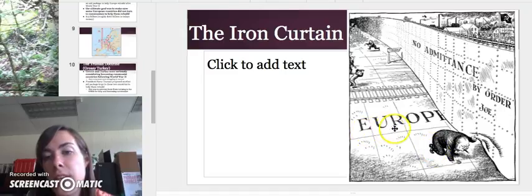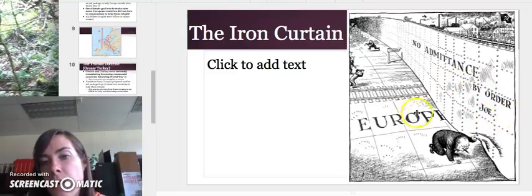And so we see across the ground is Europe and some train tracks, okay, and no admittance. And if you don't know what that means, no admittance means no entry, right? You're not allowed across. And it says by order of Joe. Think about in your head who Joe could be. From the leaders that we've talked about this year, who could Joe be? Okay. If you came up with Joseph Stalin, you would be correct, okay? And so by order of Joseph Stalin, no admittance across Europe, okay?